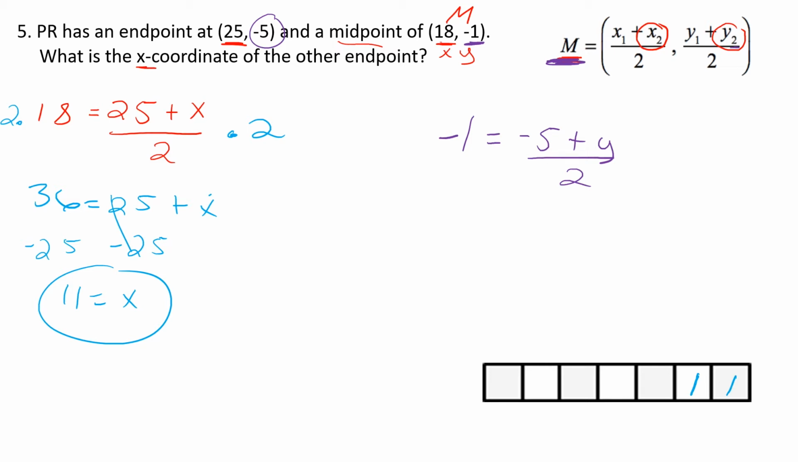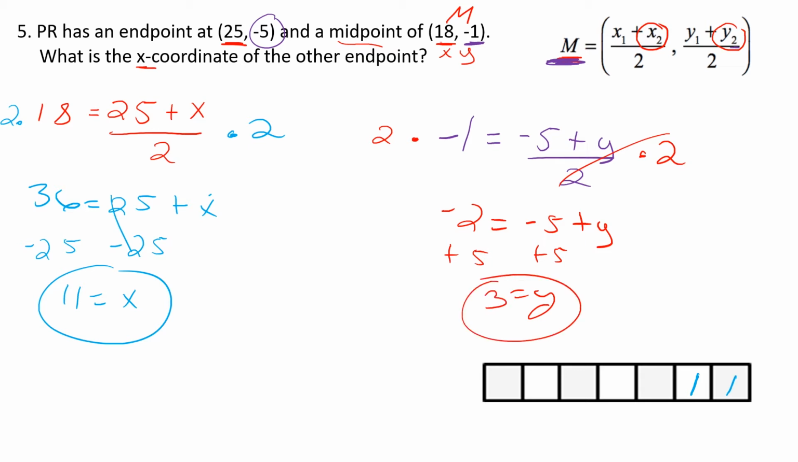And solving, multiply both sides by 2. 2 times -1 is -2. -2 equals -5 plus y. Again, one-step equation. Since that is a -5, I'm going to add 5 to both sides. -2 plus 5 is 3. So my y value is 3, and so my endpoint will actually be (11, 3). And again, it just asked me for the x-coordinate, but I found both.